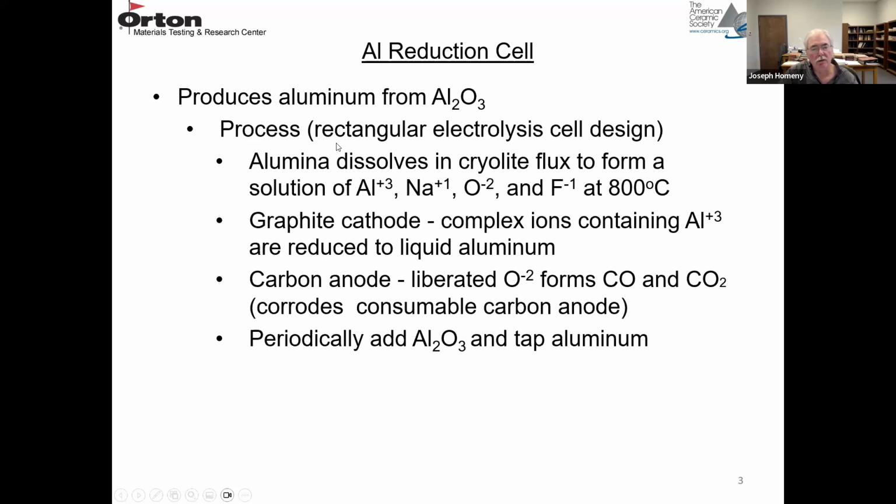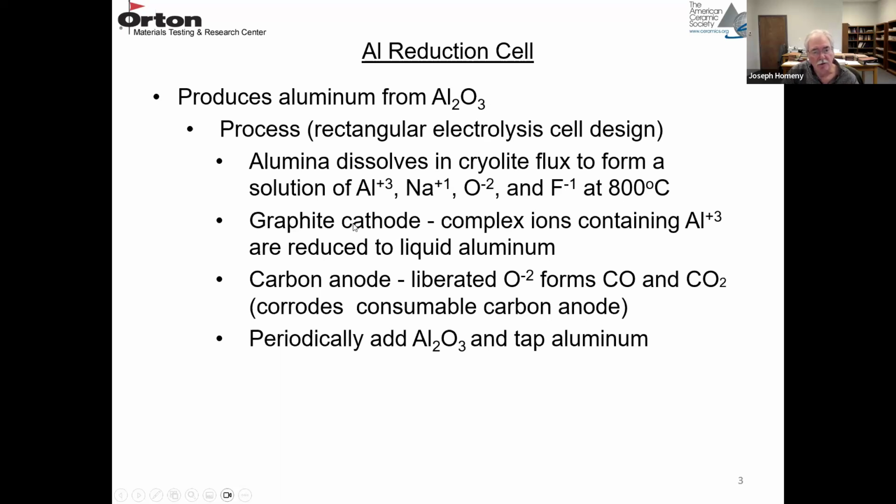So this is a rectangular furnace. It's actually an electrolysis cell. And the alumina from the bauxite dissolves in the cryolite flux, and it actually forms a solution of these ions. So Al+3, Na+1, O-2, and F-1. And the cryolite really lowers the melting temperature from over 2000 degrees C to about 800 degrees C.